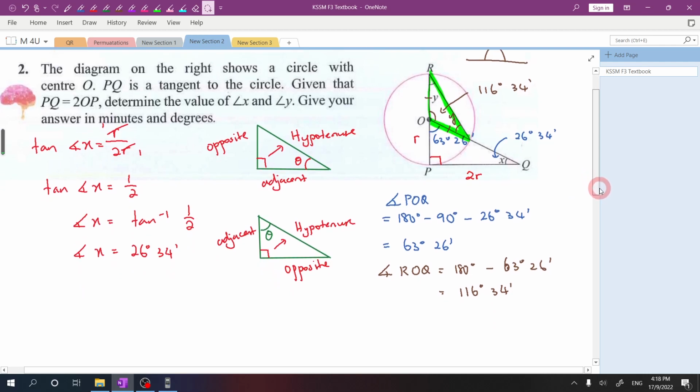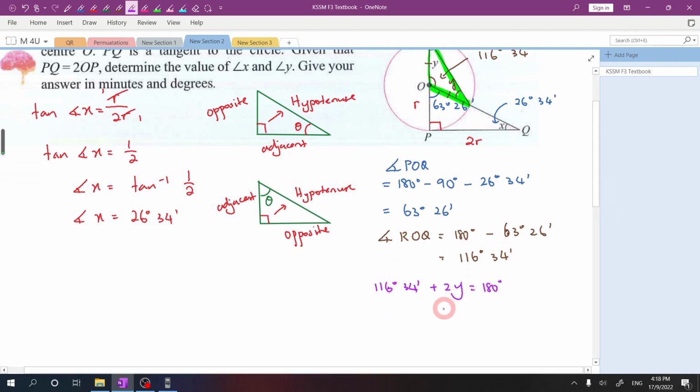Okay, I'll write over here. To get the value of y, we take 180 degrees minus this, divided by 2. We know that the sum of the interior angles of a triangle is always equal to 180 degrees. So 116 degrees 34 minutes plus y plus y, now we have 2y, will always be equal to 180 degrees, because this is a triangle. So in the exam, you actually don't have to write this step. You can just take 180 minus this one, divided by 2.